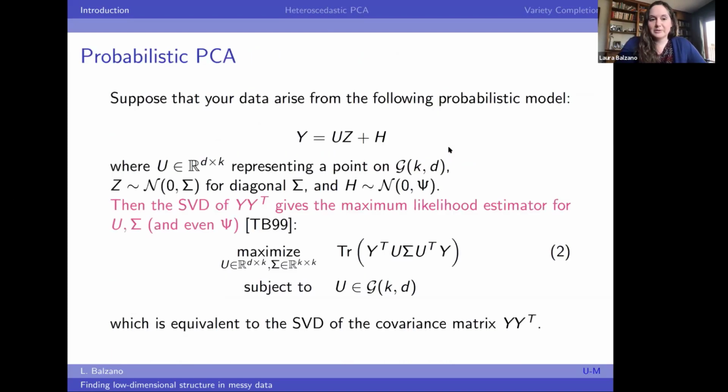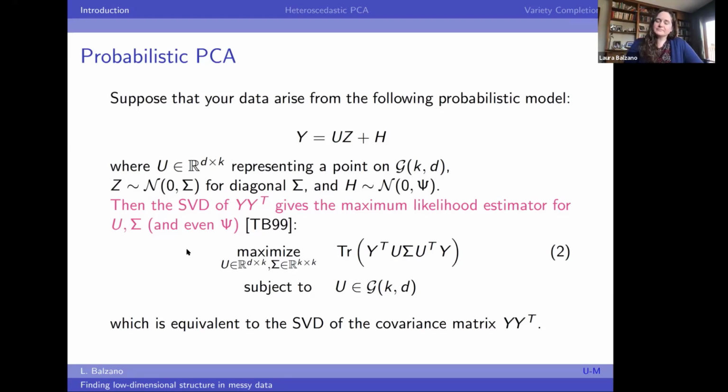The other mathematical problem that has the SVD as its solution is one that uses a probabilistic model to generate the data. So here you assume your data Y is generated from that low-rank subspace U with some coefficients and additive noise. In this model, those coefficients are Gaussian and the additive noise is also Gaussian, okay, and identically distributed. And if you make this assumption, then the SVD of the covariance matrix, YY transpose, gives you the maximum likelihood estimator for that subspace and also the singular values, okay?